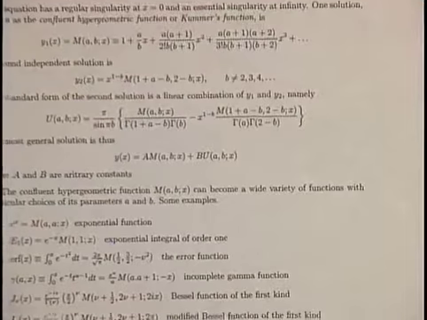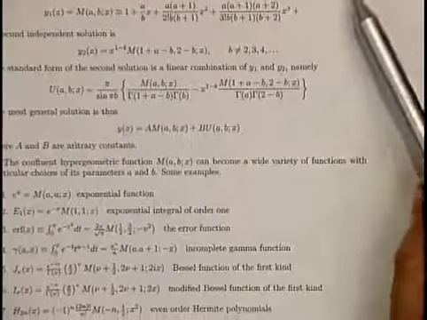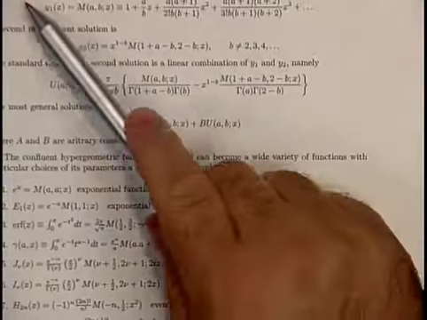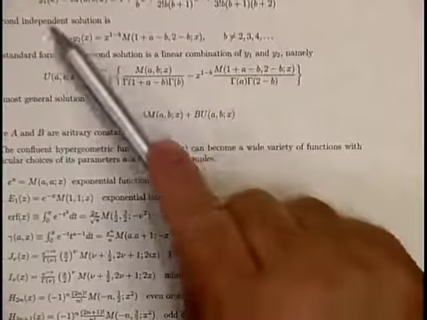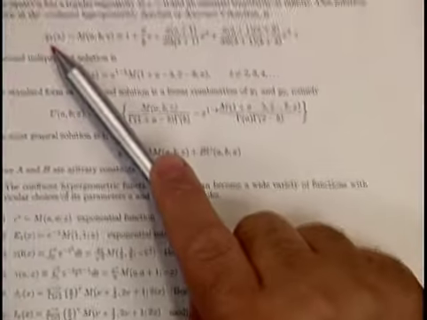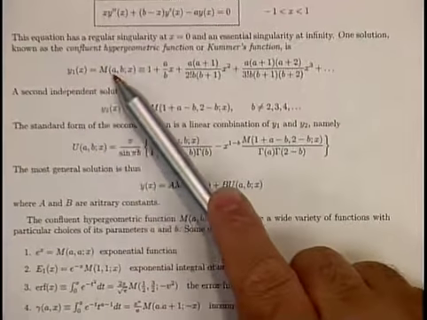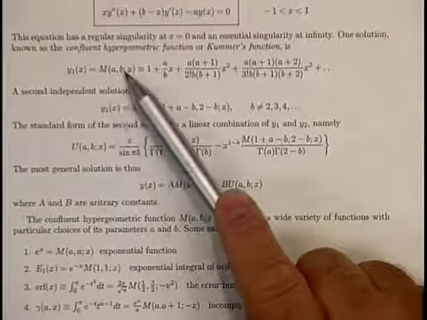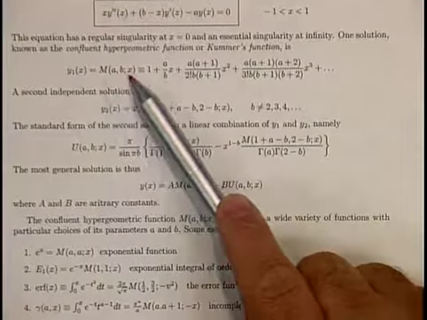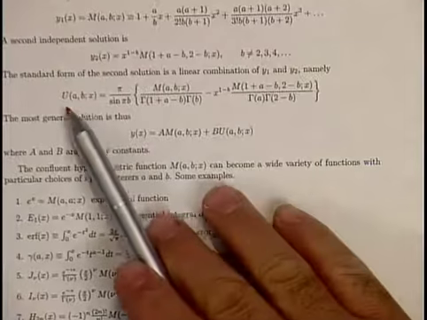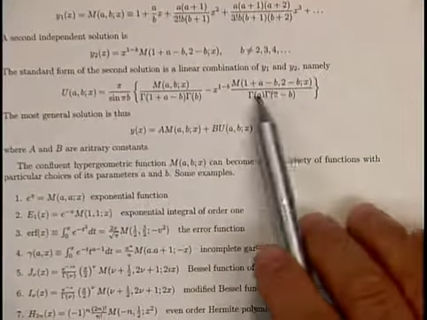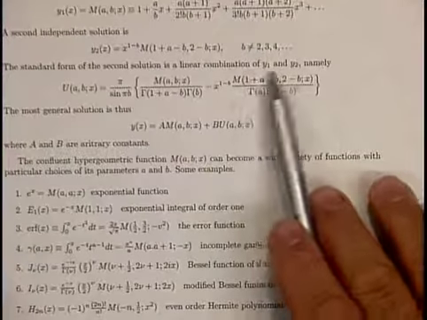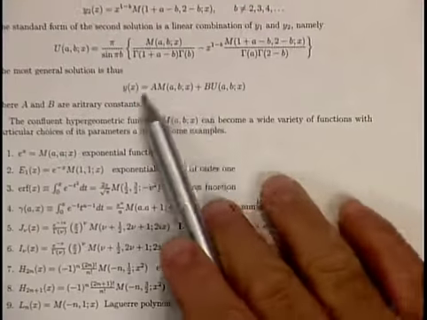and an essential singularity at x equal to infinity. One known solution for this confluent hypergeometric function, or the Kummer function, is given by the expression that you see here, y of x equal to M of a, b, and x, with just two parameters, a and b. The second independent solution is given by this, and usually the standard form of the second solution is a linear combination of y1 and y2, and namely is given by this.